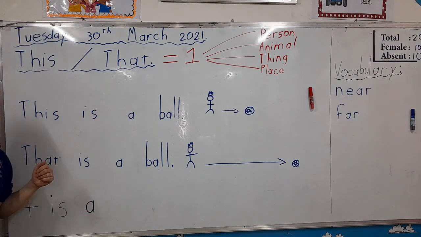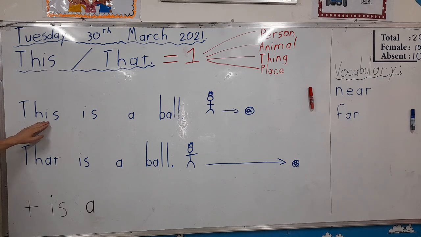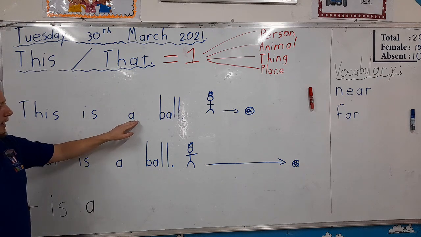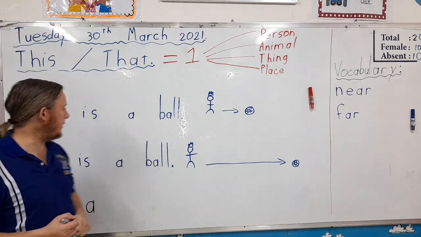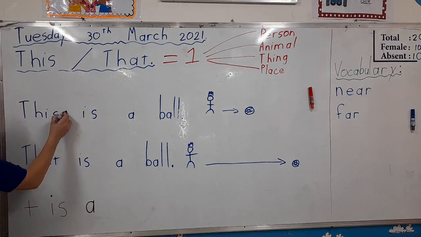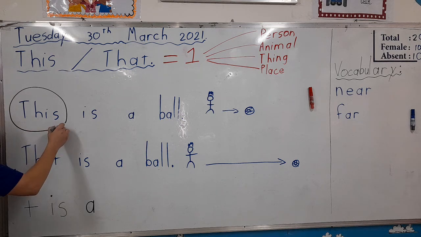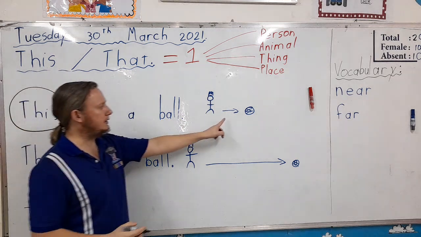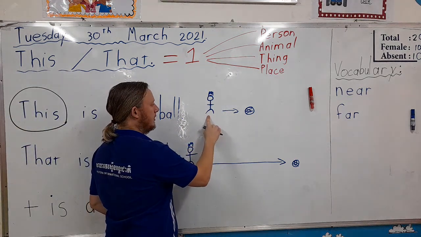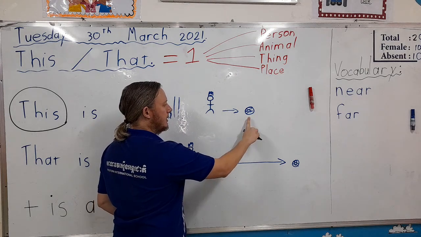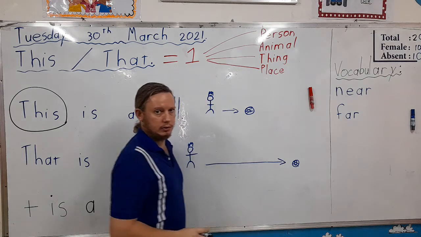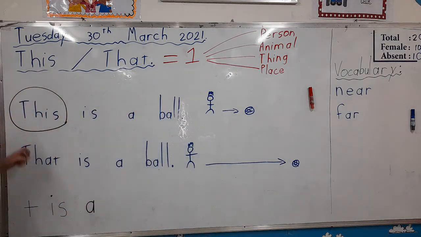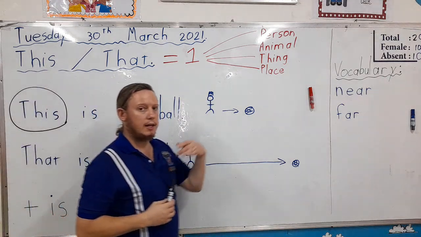Let's read our sentences on the board. This is a ball. So boys and girls, when we see the word this, look at the picture. Do you see the arrow? The boy is here, it's a little bit of space, and here is the ball. So he is very near the ball. That is what the word this tells me. It tells me that is close.